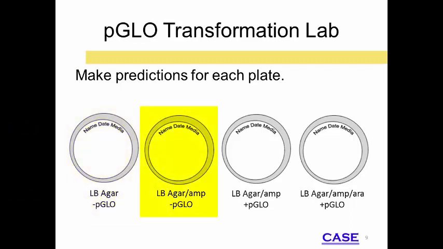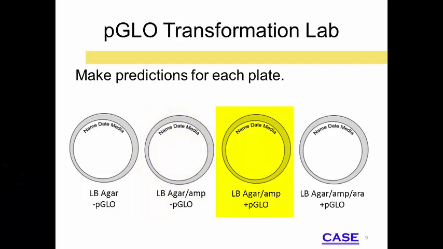The second plate contains LB agar, ampicillin, and no pGLO genetic material. No modification should take place on this plate. No growth is anticipated as this sample contains ampicillin, which inhibits the growth of E. coli HB101.